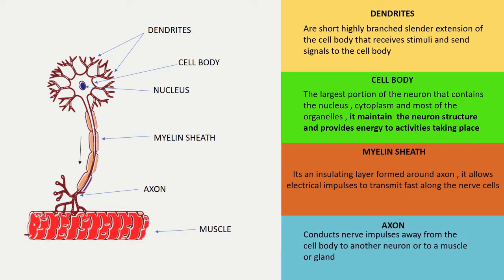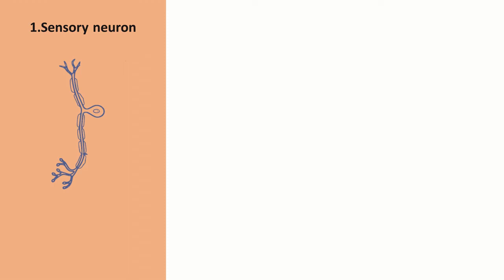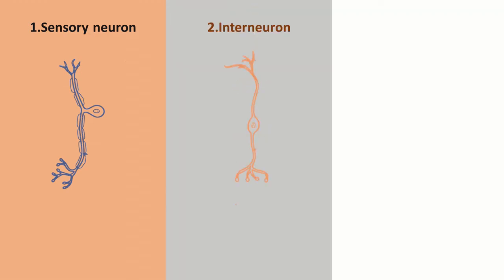And we have types of neurons. The first one is the sensory neuron, also known as afferent neuron. Sensory neurons are designed to receive internal or external stimuli and transmit them to the central nervous system. The second one is the interneuron, known as connector neurons. They are located in the brain and in the spinal cord. They receive impulses from sensory neurons and send them to motor neurons. Interneurons are integrators since they evaluate impulses for appropriate responses.